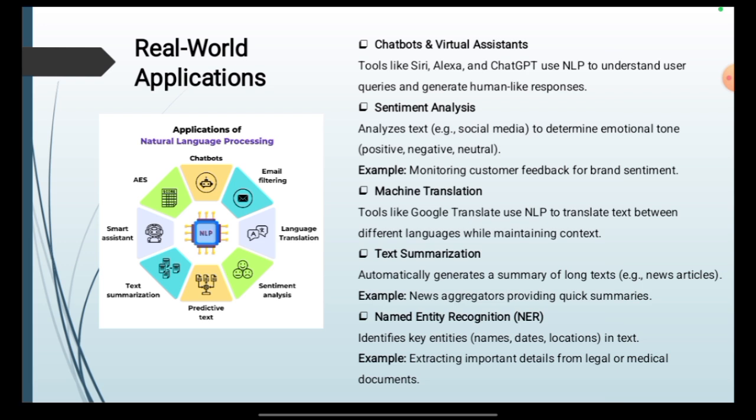The provided image shows various applications of natural language processing arranged around a central processor icon. The key applications include chatbots, email filtering, language translation, sentiment analysis, predictive text, text summarization, smart assistants, and automated evaluation systems (AES). Each application highlights how NLP processes and interprets human language to automate tasks and improve user experience. So this is everything that can be said as per the details mentioned over here. Now we will move on to the next discussion part.